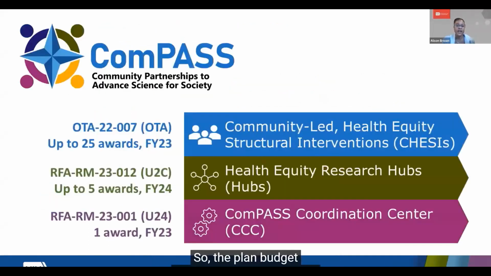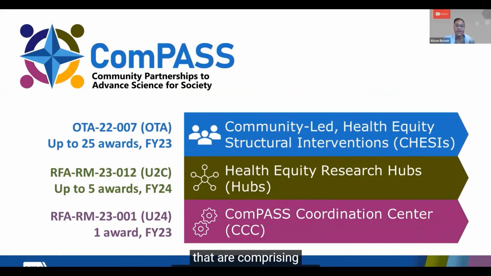So the planned budget for the ComPASS program is approximately $153 million over the next 5 years, which will fund up to 25 community-led structural interventions. It will also fund 1 coordination center and up to 5 health equity research hubs beginning in fiscal year 2024. And overall, this significant investment highlights the NIH's commitment to addressing health disparities and advancing health equity.